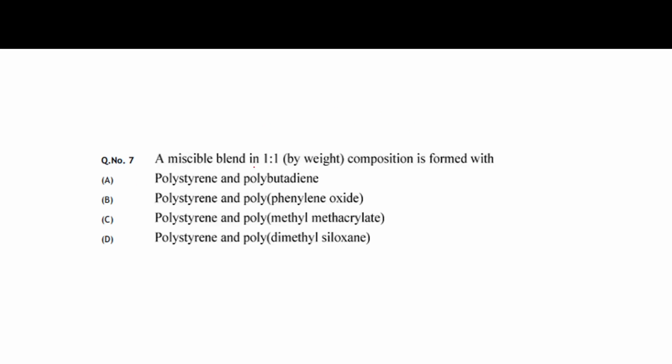A miscible blend in 1:1 composition is formed with which? When you talk about a miscible blend, it occurs when a similar type of functional group is present in the monomer or polymer structure. Take polystyrene or polybutadiene. In polystyrene, a benzene group is present in the structure. You know the structure of polystyrene will be like this, and polybutadiene has only this involvement.